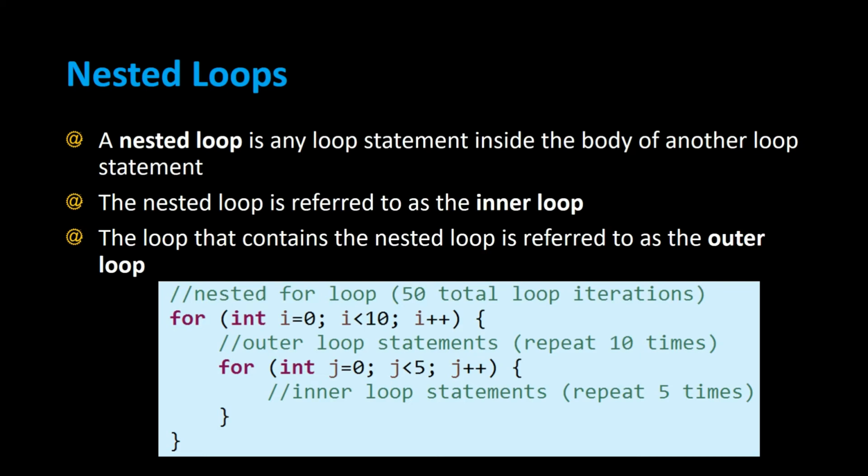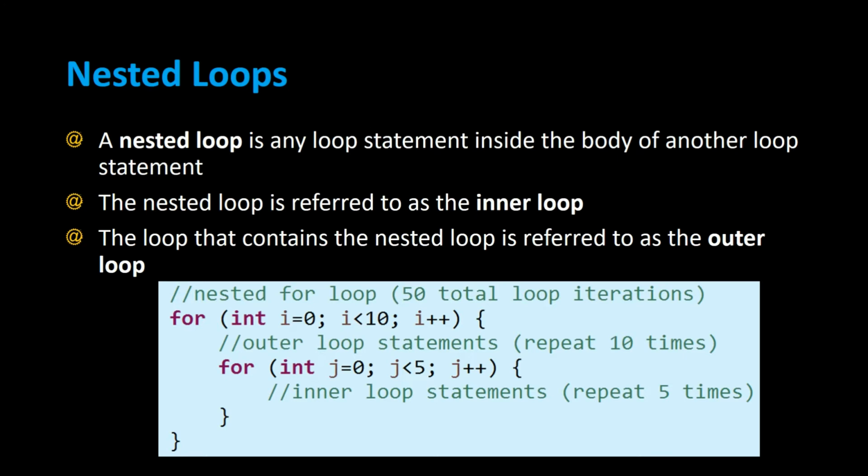A nested loop is any loop statement inside the body of another loop statement. The nested loop is referred to as an inner loop, and the loop that contains the nested loop is referred to as the outer loop. In this example, we have an outer loop that's looping 10 times, from i is 0 until i is less than 10, and the inner loop will repeat itself 5 times, from j is 0 until j is less than 5.